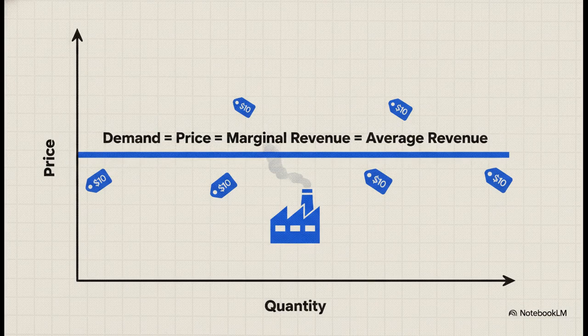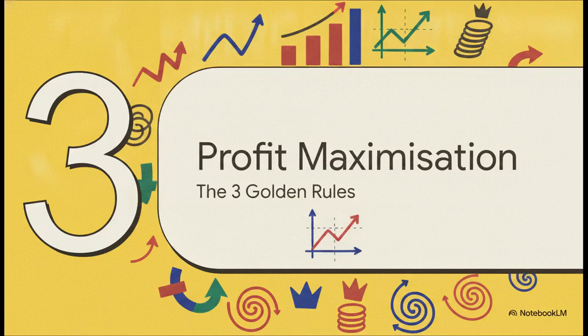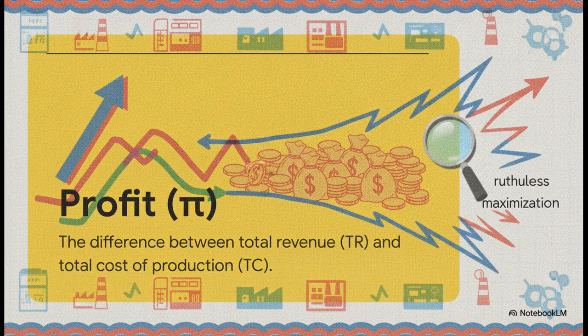Okay, let's tackle part 3, profit maximization rules. This is the absolute core of the chapter. We need to help our ruthless firm find that perfect sweet spot where they make the most money. But first, let's quickly define profit, which we usually show using the Greek letter pi.